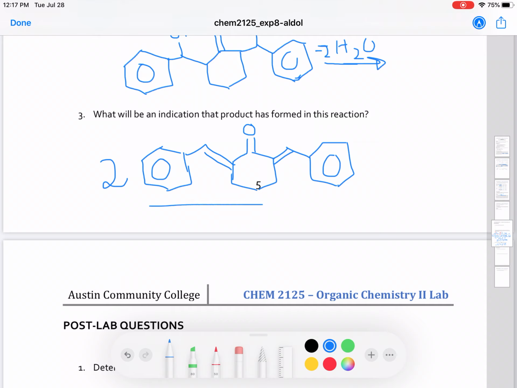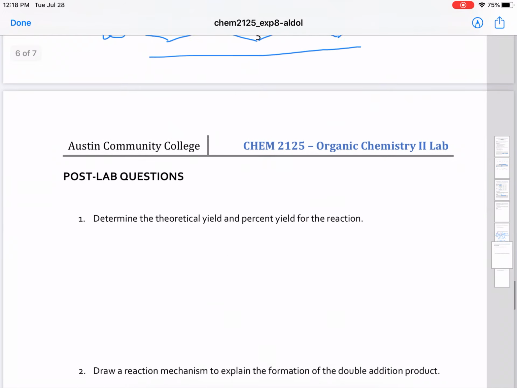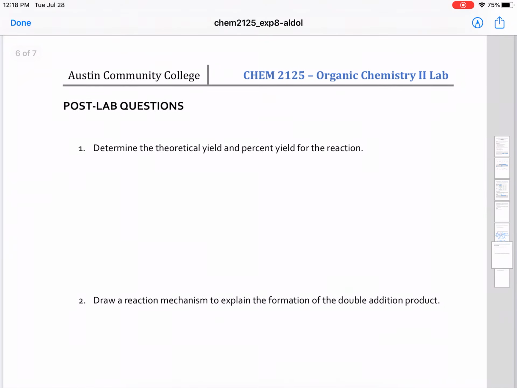Now you have to calculate the molar mass, which is not given in this handout. So calculate the molar mass. You can count the number of carbons, hydrogens, and oxygens. We have only one oxygen. And then you can find out the theoretical yield, which you know how to do since we have done so many of these already. So you can find out the theoretical yield and the percent yield.